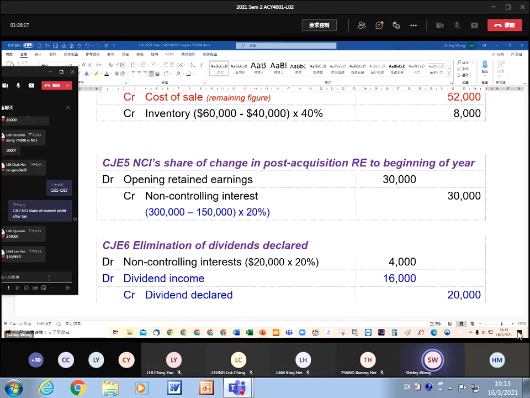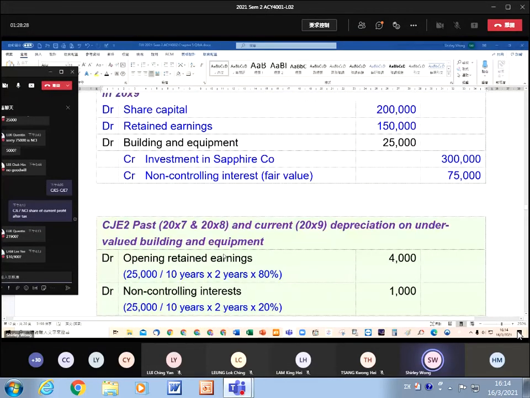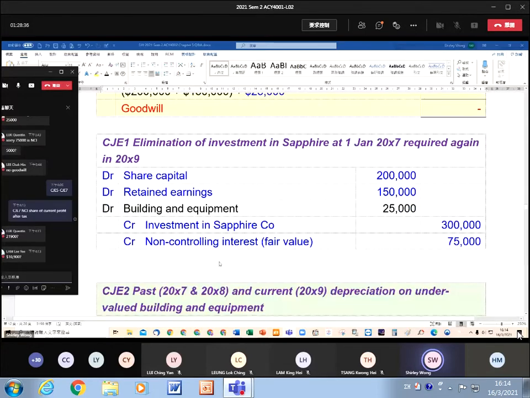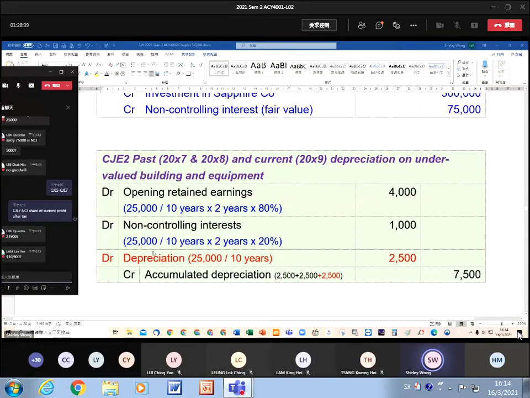So let's have a look at which entries we need to include. CJE 5 and 6 have nothing related to the current year's profit. Go back to CJE number 1. CJE number 1 will not have any effect on the P&L because it is just the re-add and the eliminating of the subsidiary's equity. Then CJE number 2 has a debit to depreciation. This depreciation is because the building and equipment are stated at book value, while on consolidation we need to state them at fair value. Therefore, this depreciation will finally be reflected in the income statement of the subsidiary. We need to do more depreciation, so this entry will affect it.